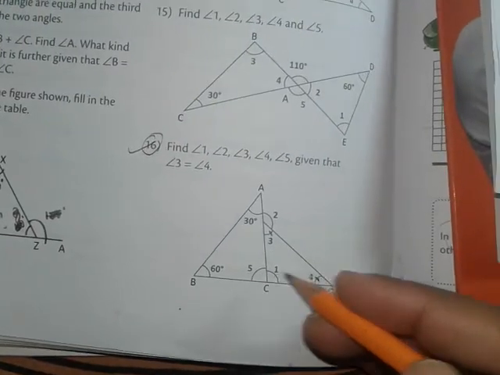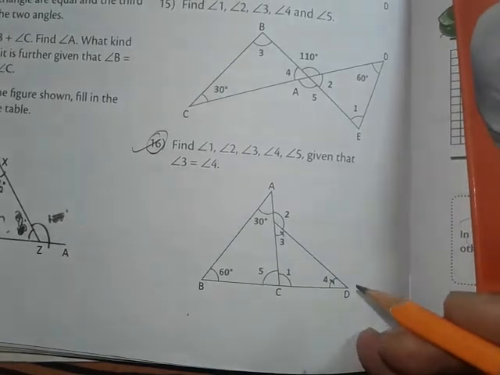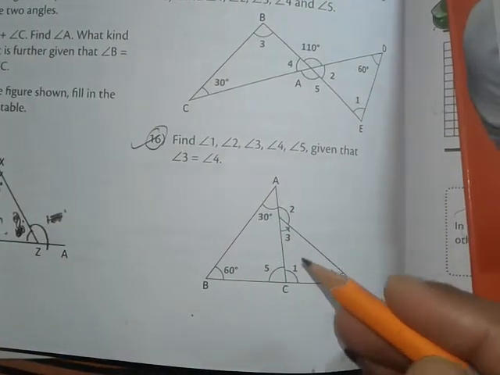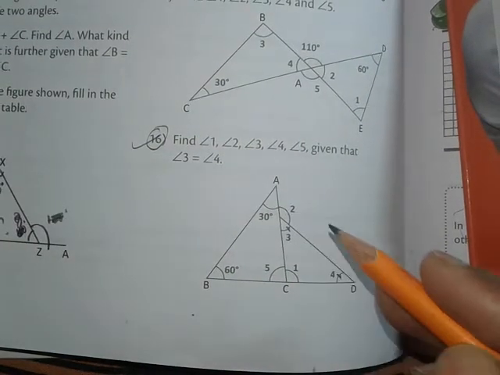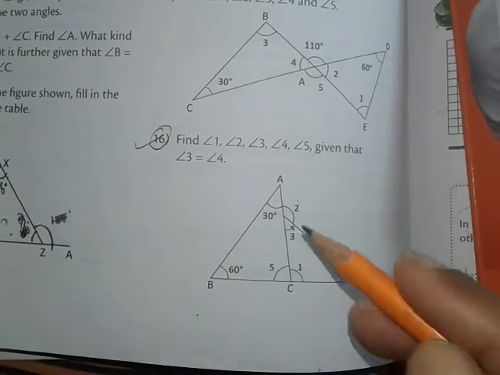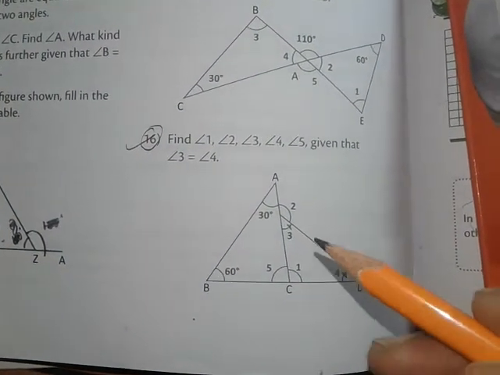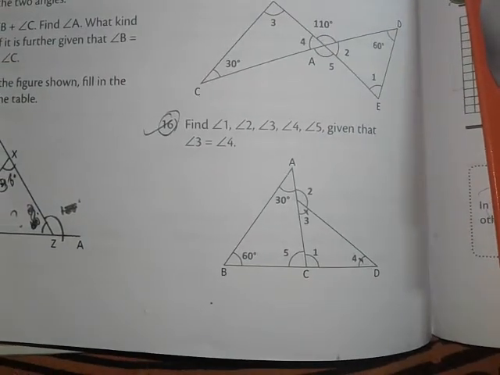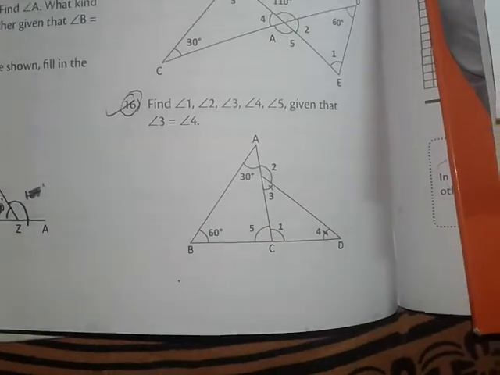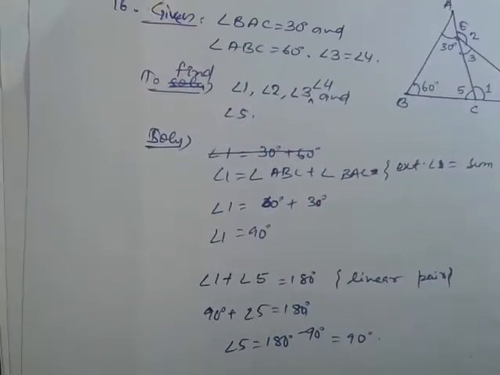And when we find 1, we can find 3 and 4 also, because they are equal, by the angle sum property. And when we find 3 and 4, we can find 2 also. Why? When we add 1 and 4, we can get 2. So this is what we call a brain map, how to solve this question. Now I solve this question in front of you. I will explain how to solve this question. So let's see.